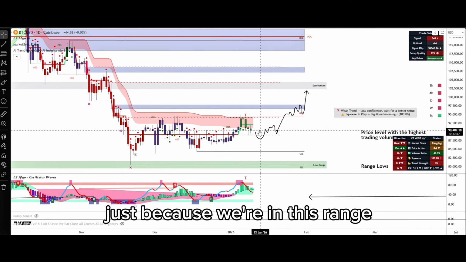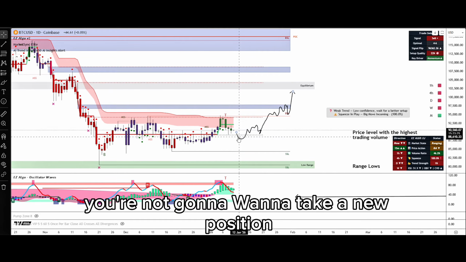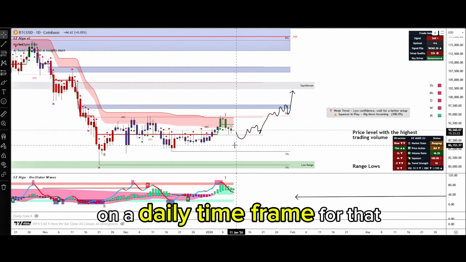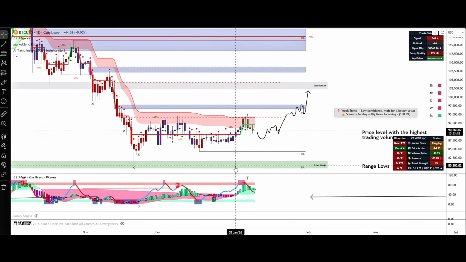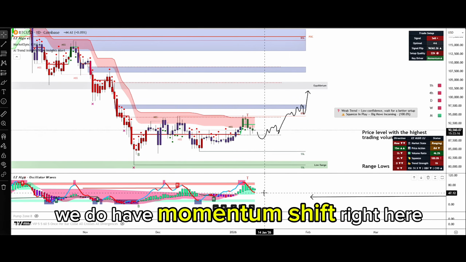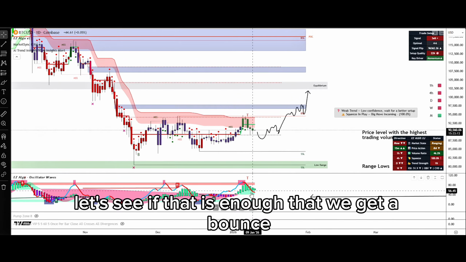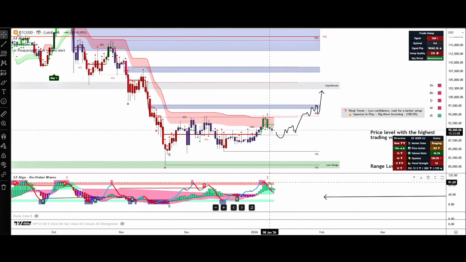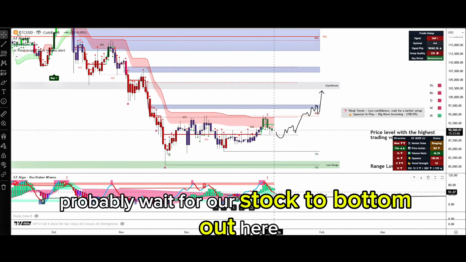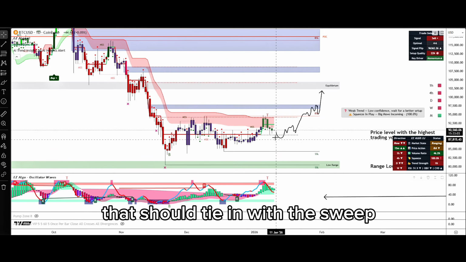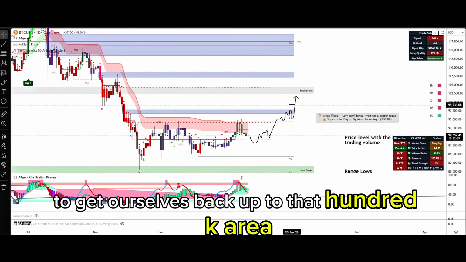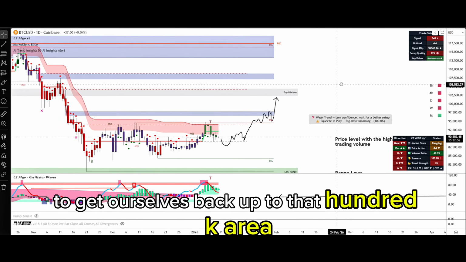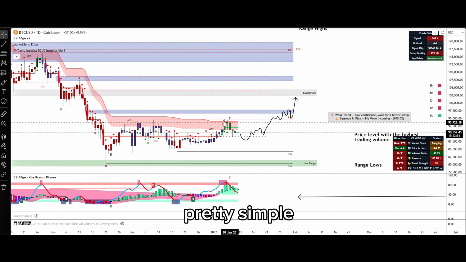Just because we're in this range, you're not going to want to take a new position on a daily time frame, right? Because we don't have anything new besides price ranging. We do have a momentum shift right here. So let's see if that is enough that we get a bounce eventually. Probably wait for our stoch to bottom out here, and that should tie in with the sweep. And then from there, let's see if we have enough momentum to get ourselves back up to that 100K area. So pretty simple.